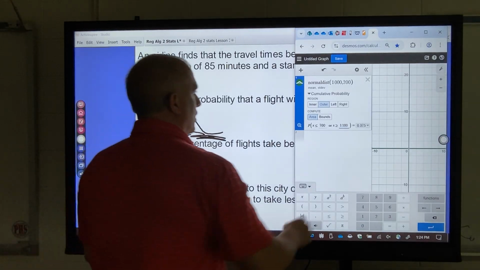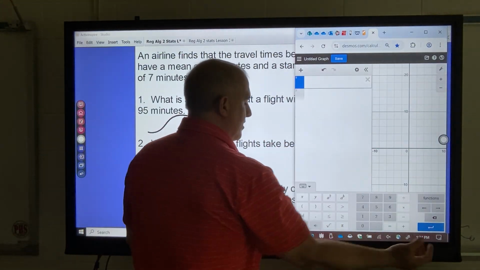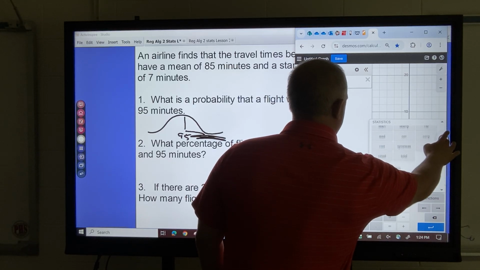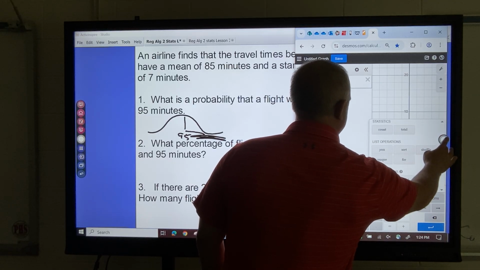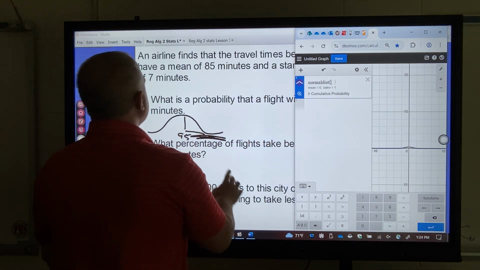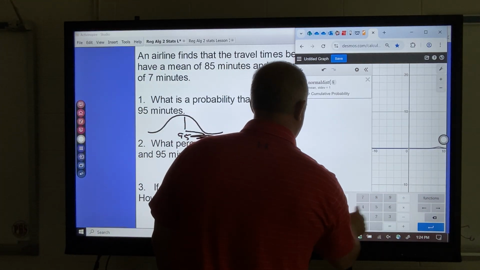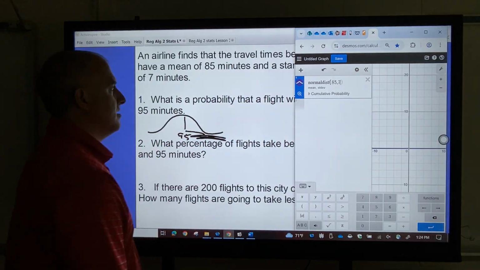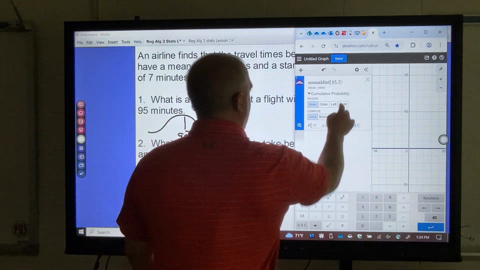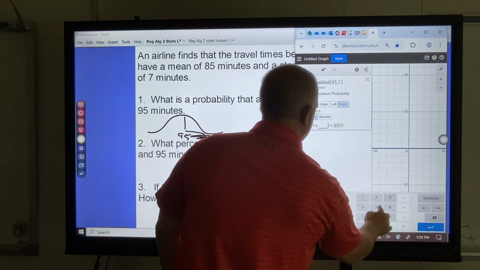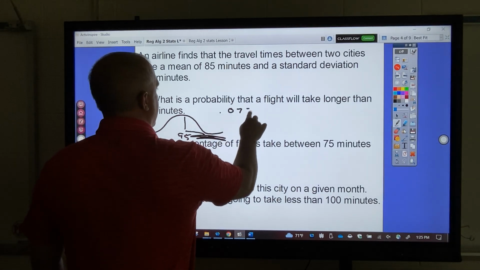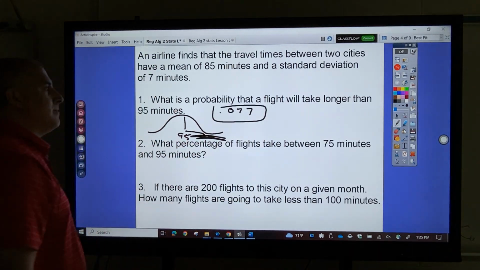So I'm going to show you how to do this again. We go to functions, all we got to do is find the thing that says normal distribution. Normal dist, first one there. The mean is 85 with a standard deviation of 7. We're selecting the cumulative probability, and we're going to go right, because that's what we want to find, 95. It says 0.077. Now, I am done there because that is the probability.